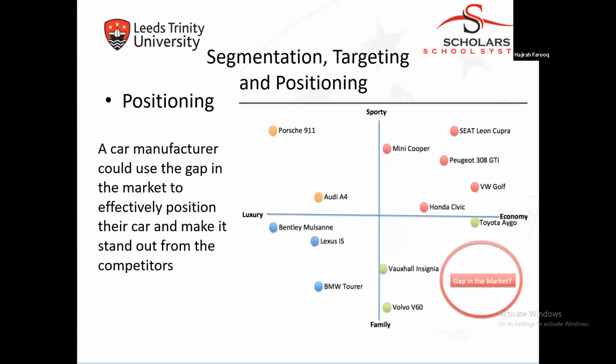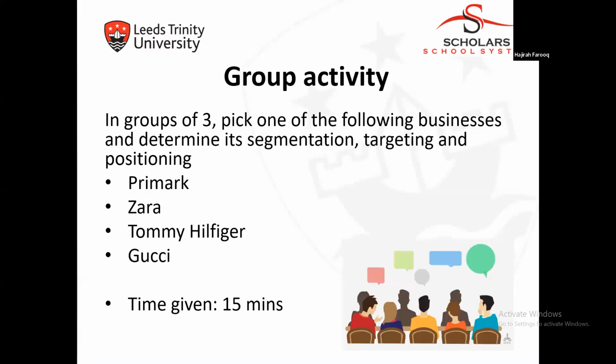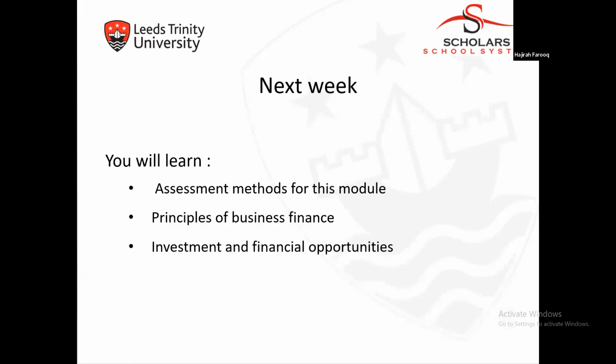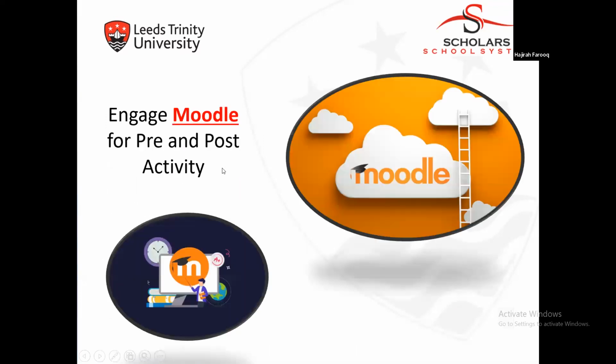So here we discussed how positioning is done. And then we did a group activity where, in a group of three students, the students were supposed to pick one of the businesses that were mentioned under the statement and to determine its segmentation, targeting, and positioning. So the businesses that were given to the students were Primark, Zara, Tommy Hilfiger, and Gucci. So that was all about week 3.